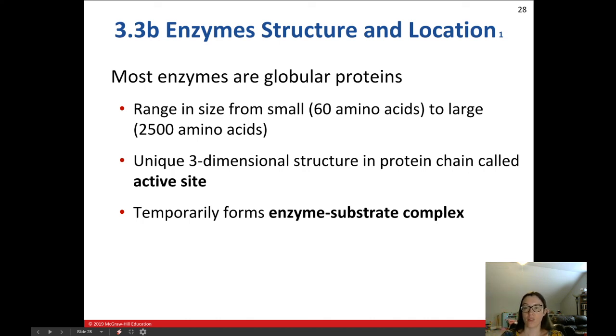Most of them range from about 60 amino acids to 2,500 amino acids, so there can be very small ones and very big ones. Like I said before, for proteins, the shape is really important to how they function. This has a unique three-dimensional shape inside the protein, called the active site, and this is where our substrate is going to bind.